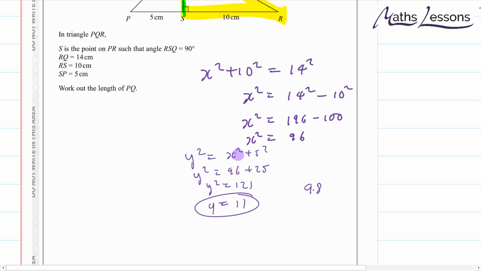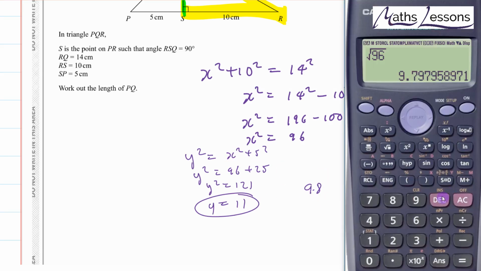Now, if you use 9.8 squared here, look what happens. 9.8 squared, and then add it to 5 squared, which is 25. We get this answer. And if you square root that answer, we don't get the right answer. So do be careful. Don't ever round until you get to the end of a question.